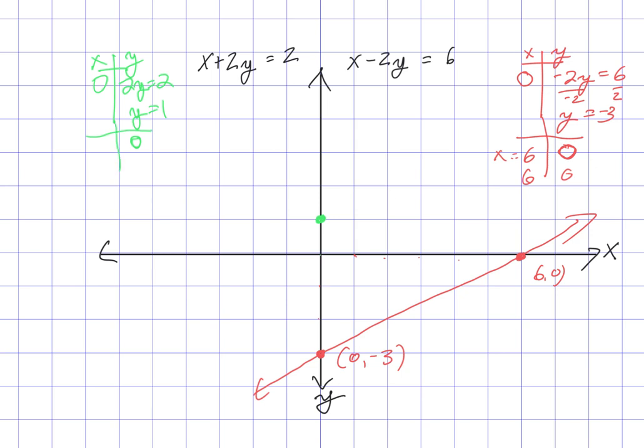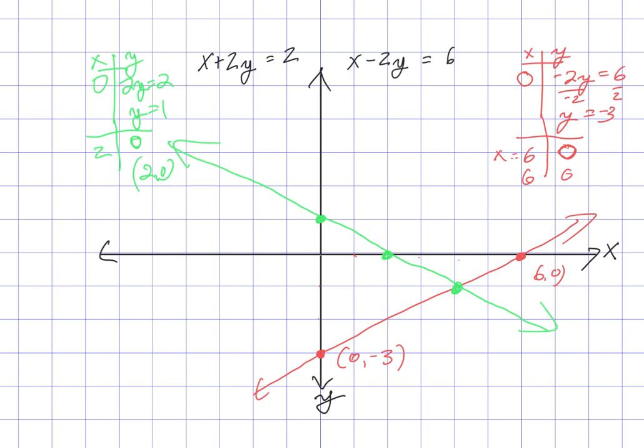Then I'm going to put in 0 for y. So 2 times 0 is 0, so I end up with x equals 2. So that point is going to be 2 comma 0, which means I'm going 2 in the x direction, 0 in the y direction. And then I will very carefully see if I can graph that line there. And it appears that these 2 lines intersect at this point right here.